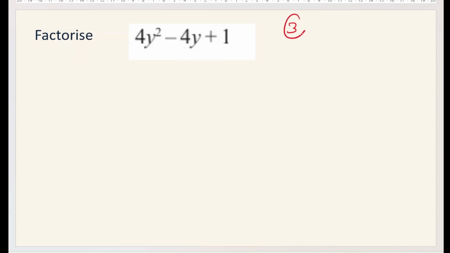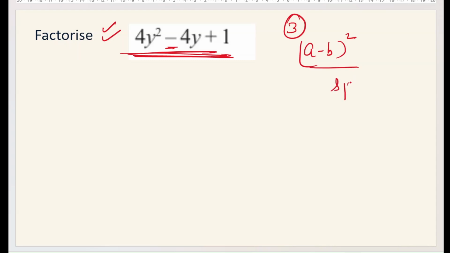Okay, next. So now factorize 4y square minus 4y plus 1. How many terms are here? 3 terms. Identity with 3 terms and minus sign. A minus b whole square. Okay, whenever you are going to factorize, just check number of terms. How many terms? 3 terms. Remember the identity which has 3 terms and negative sign. So a minus b whole square you can use, or you can use splitting. Splitting can be used anywhere. Splitting of middle term, that can be used anywhere, but here we will be using a minus b whole square.